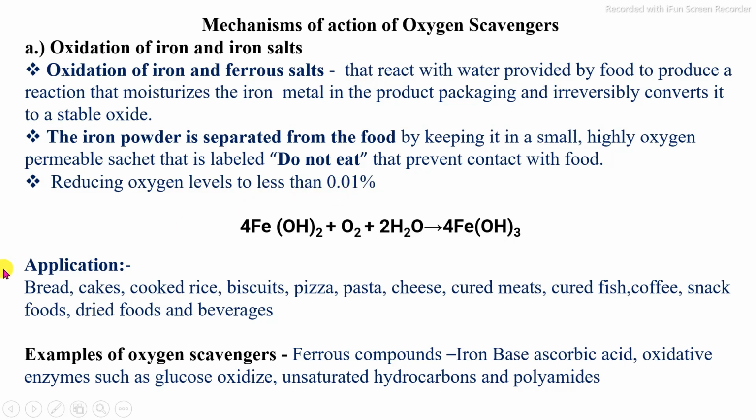0.01%. The specific application is for fried products or dried and fried products, in which the oil percentage is high. These products are specifically packed into an oxygen scavenger active packaging system. Examples of oxygen scavengers include ferrous compounds, that is iron-based, ascorbic acid, oxidative enzymes such as glucose oxidase, unsaturated hydrocarbons and polyamides. These are the active compounds used as oxygen scavengers in this active packaging system.